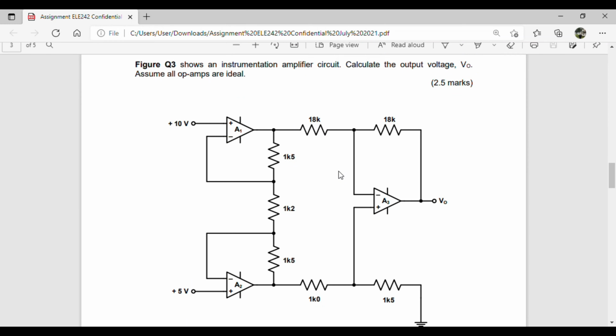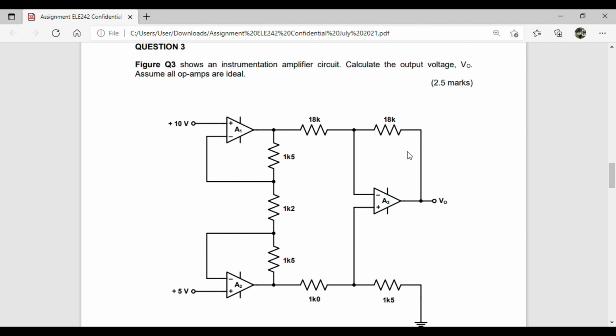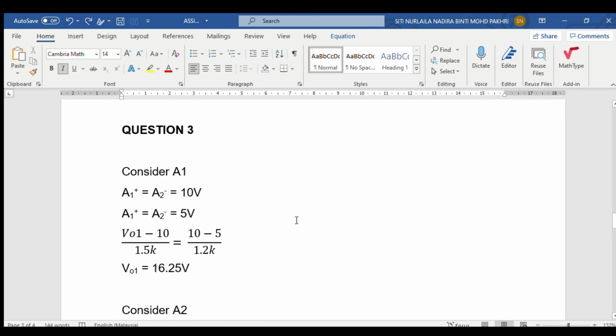For question 3, the figure Q3 shows an instrumentation amplifier circuit. We need to calculate the output voltage and assume all op-amps are in ideal condition. So this is the circuit for question 3, and we need to do the calculation method and the simulation method to find the value for V0. This is the calculation method for question 3.